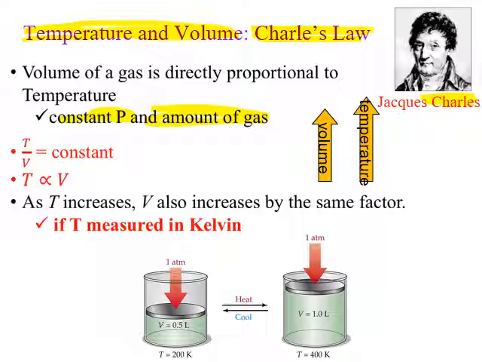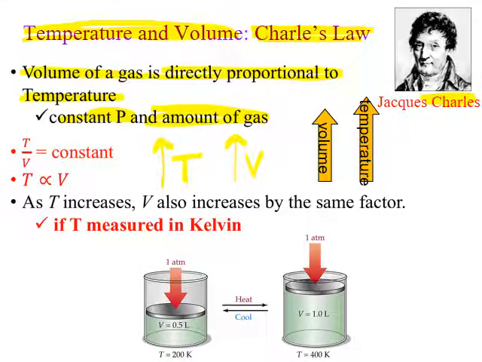So this law basically states that the volume of a gas is directly proportional to temperature, meaning if the temperature is increased, the volume will increase by the same factor. And why is that? Because as we increase the temperature of a gas, the molecules have more kinetic energy, so they move even faster and they move away from each other. Therefore, the volume of the gas increases.